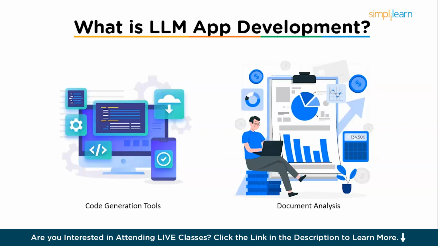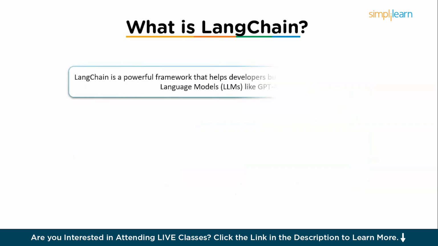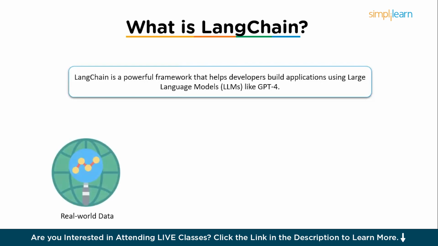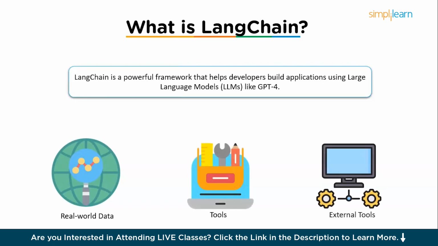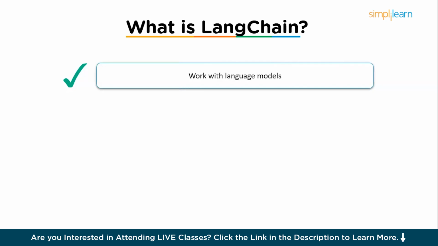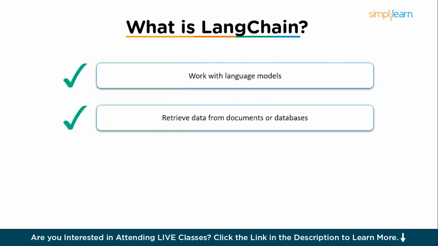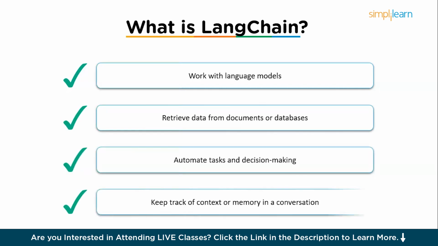Now let's move on and understand what is LangChain. LangChain is a powerful framework that helps developers build applications using large language models like GPT-4. It allows you to easily connect LLMs to real-world data, tools, and external systems to create more advanced, interactive, and intelligent applications. Think of LangChain as a toolkit that helps you build smarter apps powered by LLMs. It makes it easy to work with language models. It retrieves data from documents or databases. It automates tasks and decision making. It keeps track of the context or memory in a conversation.